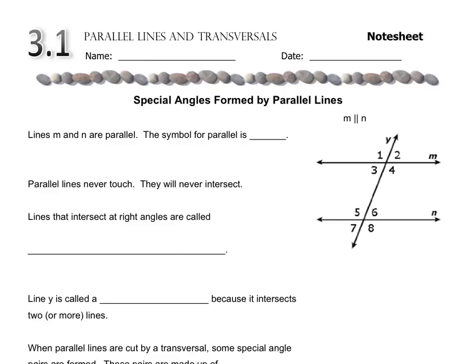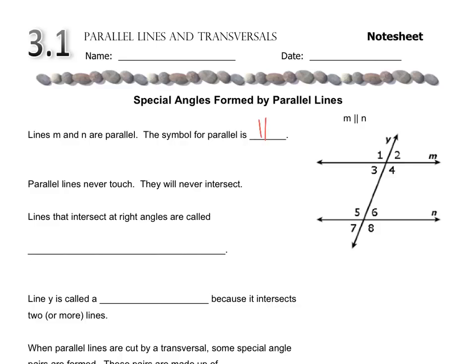In this lesson, we look at the angles that get formed when two parallel lines are cut by what's called a transversal. It tells us that lines M and N are parallel. They're right here. We know they're parallel because it says so, and also because they give us these lines, which are the symbol for parallel, two vertical lines.